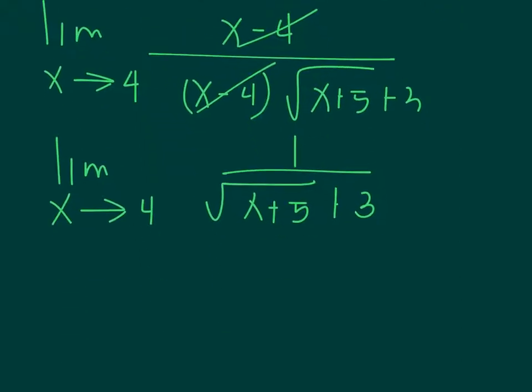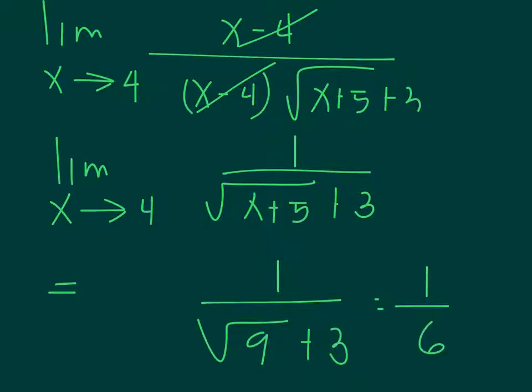Okay, and then we can go back to substitution. If we substitute, 1 over square root of 4 plus 5, which is 9, plus 3, in the end, this must be 1 over 6. Questions? Okay, next.